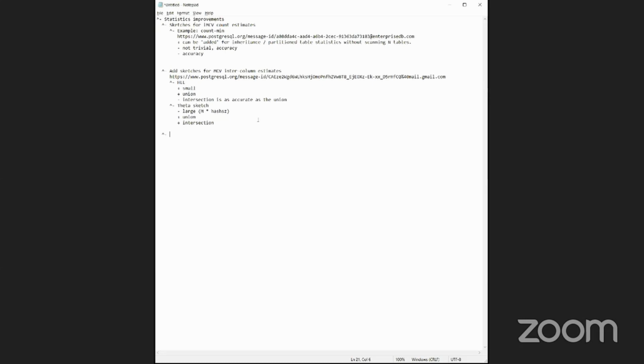Well, this is my basic idea. We have statistics currently in the form of a most common value list, which is basically this, which is by default the 100 most common values.